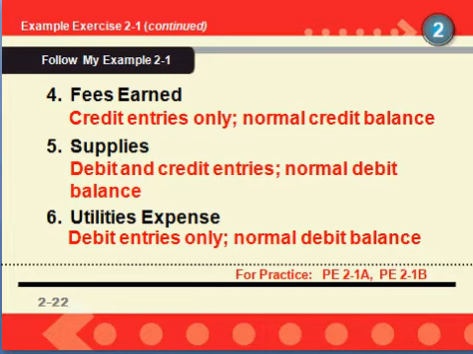Our supplies, remember, are an asset while we're holding them, so it normally has a debit balance because it's an asset, but it does have debit and credit entries. We debit it when we buy supplies, and we credit the supply account when those supplies are used up in the normal operation of the business.